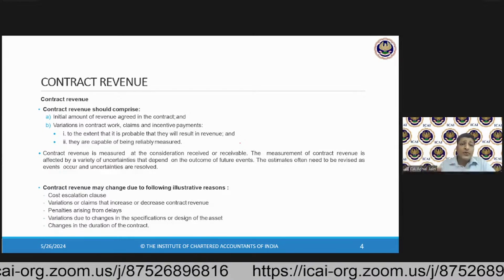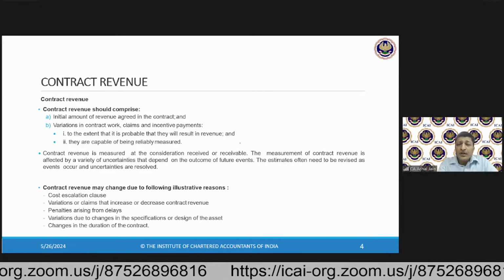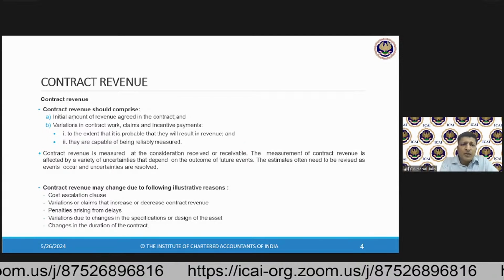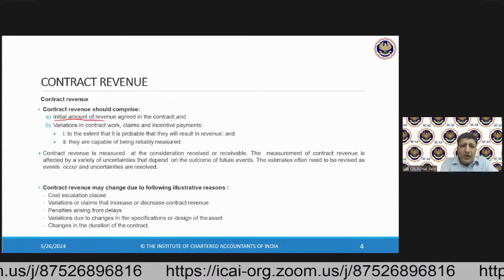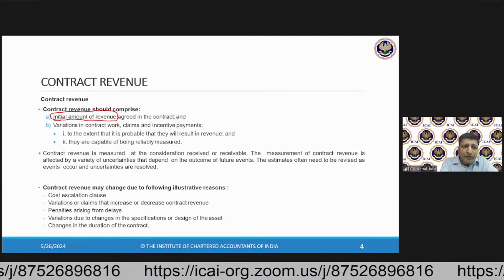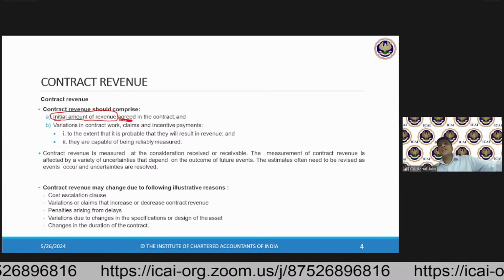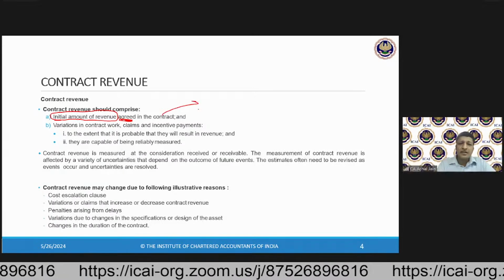So one component around the contract revenue will be the initial amount of revenue, okay, which is going to be the fixed amount. So first component is initial amount of revenue, which is agreed. Okay, fixed amount which is agreed. So say 2 crore, it is fixed, agreed.